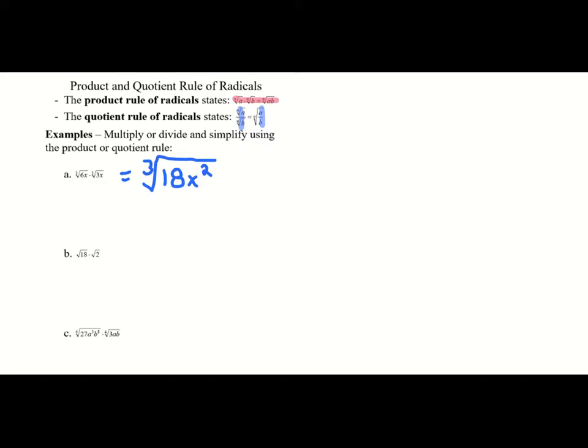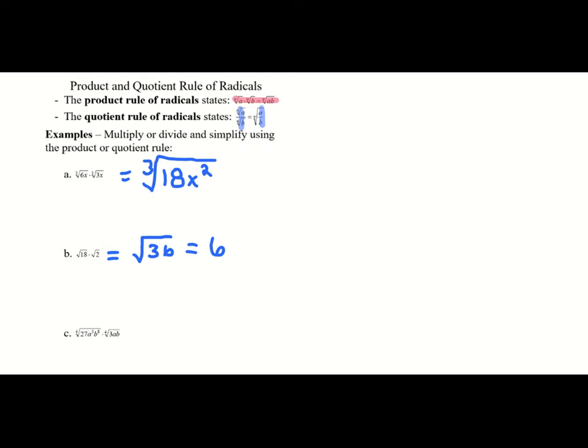All right, next for B, we have the square root of 18 times the square root of 2. So I'm going to multiply that together, and 18 times 2 is going to give me 36. So we have the square root of 36, and that is a perfect square, so I can simplify it. So the square root of 36 will equal 6.